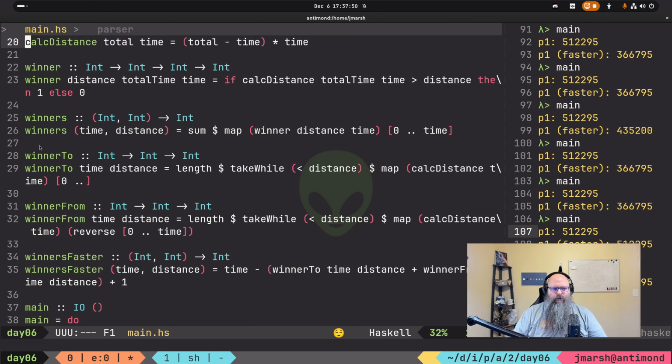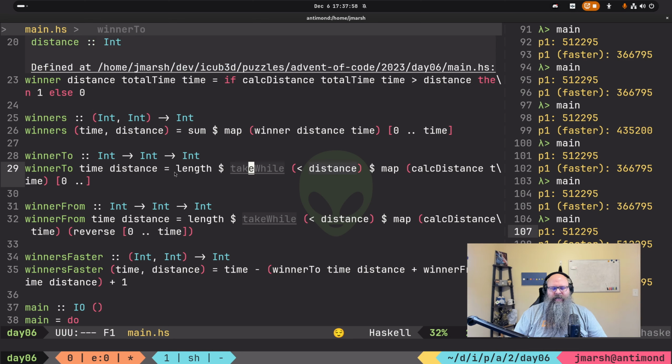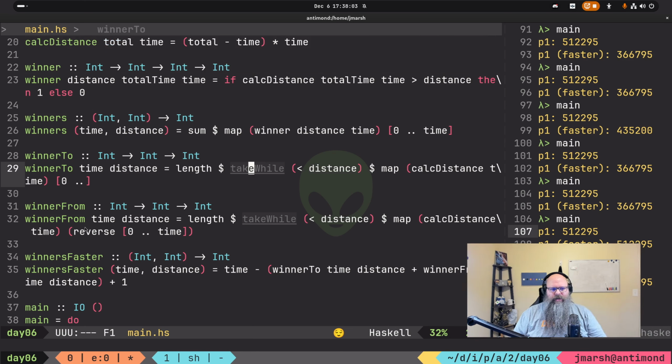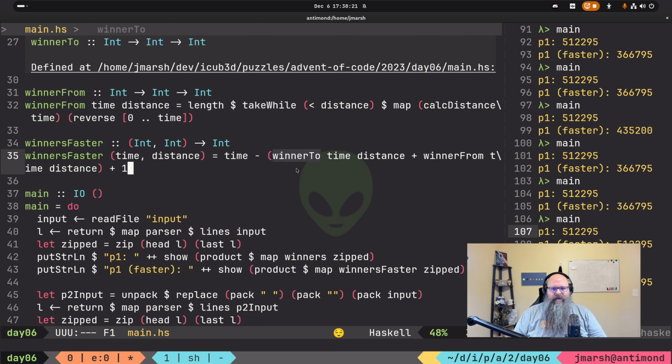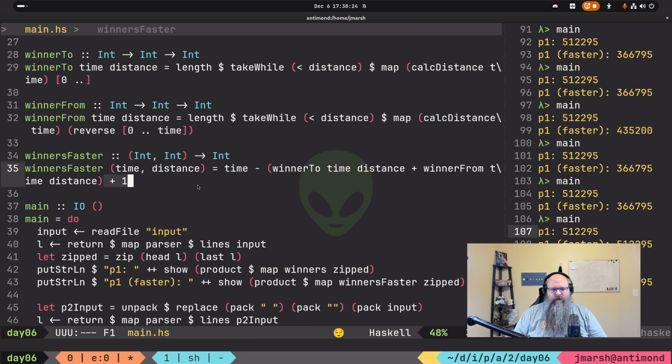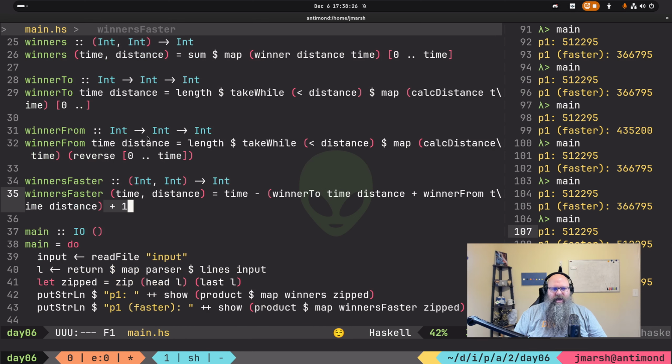Well, I have a winners to and a winners from, where I basically am just doing a takeWhile. I'm still calculating the distance, and then I do the length of that first section. Then I do a winners from, where I do the same thing, but in reverse from time to 0, as long as I'm losing the race, right? Eventually I'll start winning, and that's the length. And then winners faster is just, again, time minus the sum of those two times plus 1. And it ended up being off by one, related to exclusive versus inclusive lists.